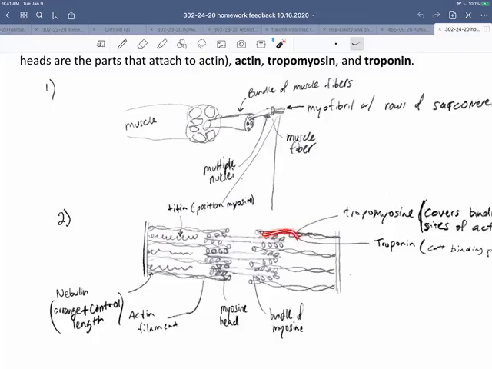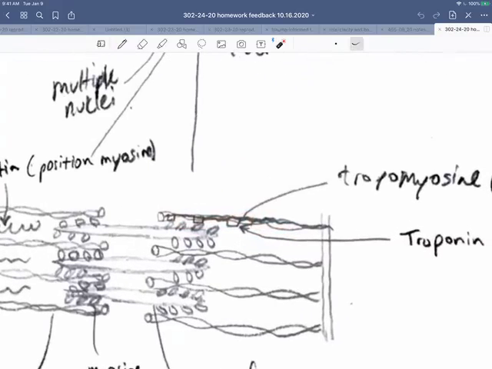Tropomyosin is wrapped around the actins in skeletal muscle. So here's a tropomyosin, and here is troponin, the calcium binding protein. Calcium binds, and these would be pulled away.